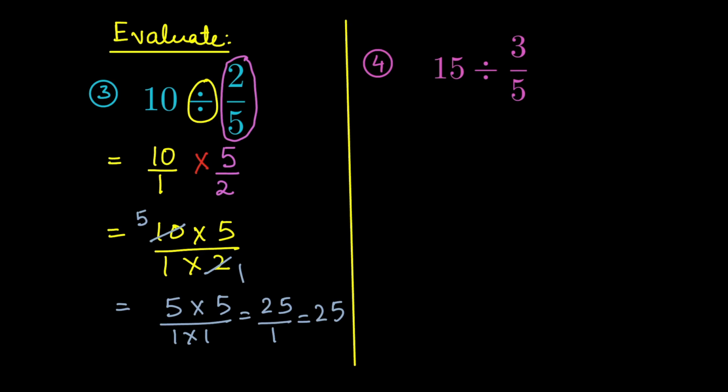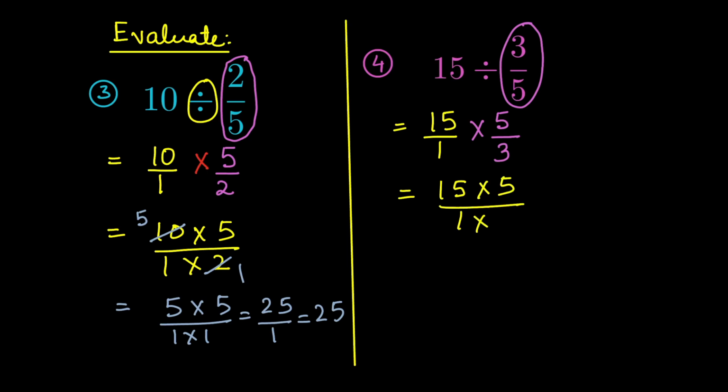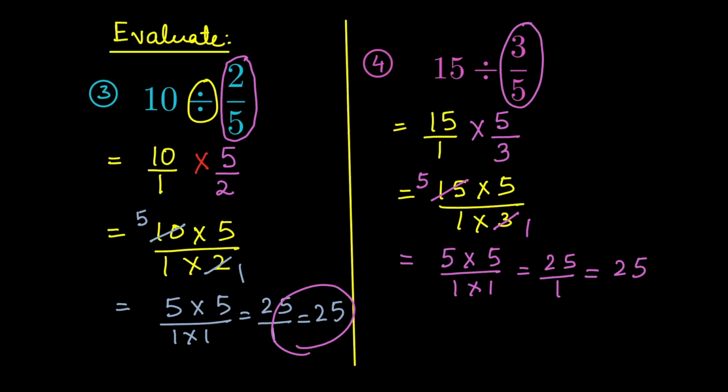Now the next example. It is 15. We can just write it as 15 over 1. And then we write it as times, and then we flip the fraction after that. So we write it as 5 over 3. So what do we get here? It is 15 times 5 over 1 times 3. Now if we reduce it, 3 times 1, 3 times 5. So what are we left with? 5 times 5 over 1 times 1. So we get 25 over 1, which is 25. So you can see this time we got the same answer, but it's not necessary. It can be any answer, and it can sometimes be a whole number, or sometimes a fraction.